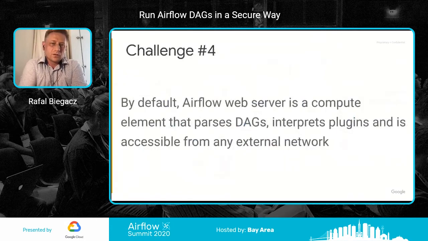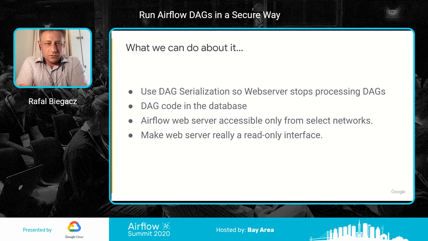Another challenge that you might have is that the Airflow web server by default is a little bit like a compute element that parses DAGs, interprets plugins, and is actually accessible from an external network. This is a little bit problematic because if the Airflow web server is actually parsing some DAGs, it can be treated as a point of leakage of the data. So what can we do about it? There is a feature called DAG serialization. Thanks to this feature, once you turn it on, the web server stops processing DAGs.